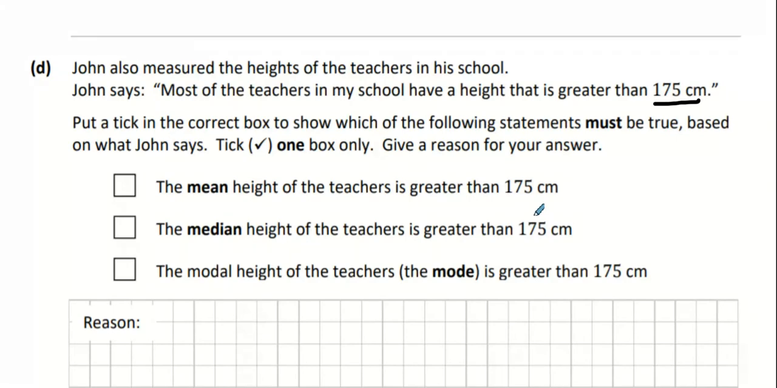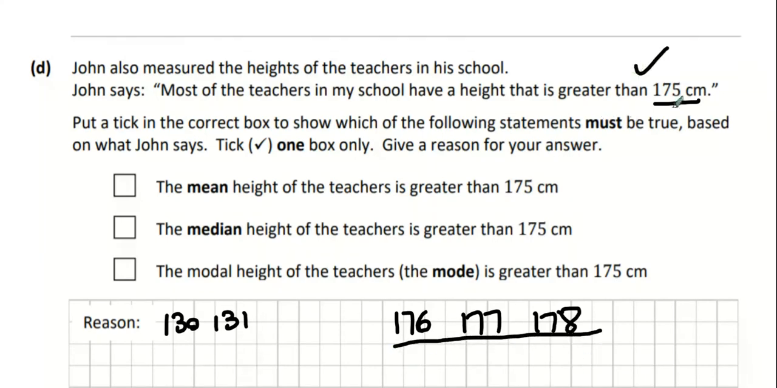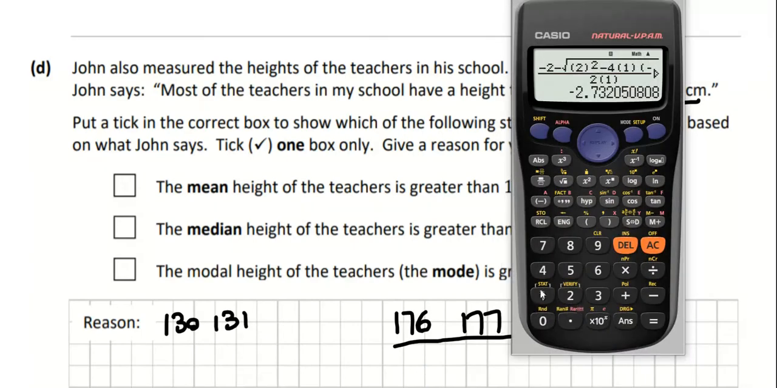Okay, let's think about this, right? Most of the teachers in my school have a height greater than 175. So let's take a really small example of 5 teachers in your school. So 176, 177, 178, okay? And then below that, we could go exceptionally short, like 130 and 131. Now these are 5 teachers, and most of the teachers are above 175, so it applies to the statement here.